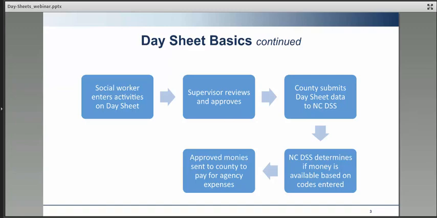So we're going to go ahead and pull up a copy of the day sheet now to show it to you. This is the 4263.